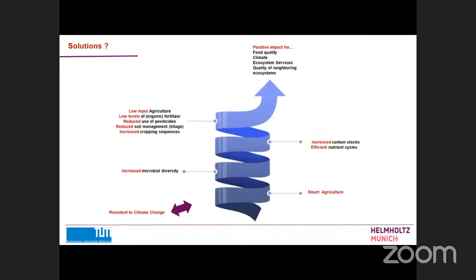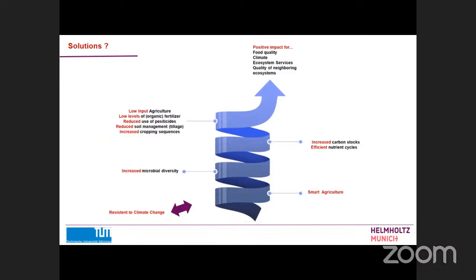So what we want is to turn this around. We need approaches now which are referred to as smart agriculture, where we want to increase microbial diversity in the soil and their activity, where we want to increase carbon stocks again, where we want to have efficient nutrient cycles where the nutrients are kept in the system and are not pushed out of the system, either by leaching or by N2O emissions, for example.